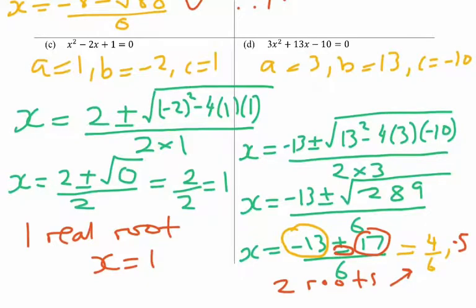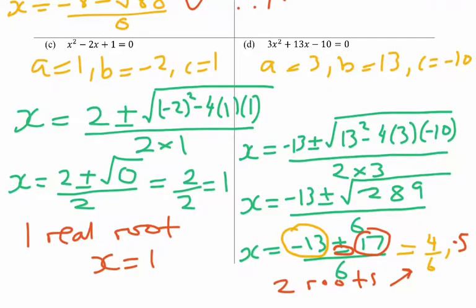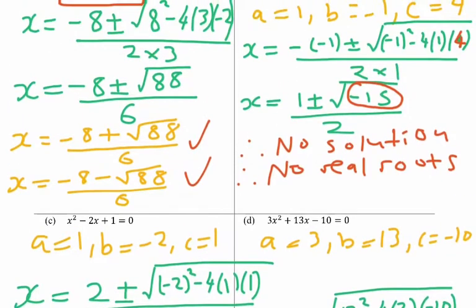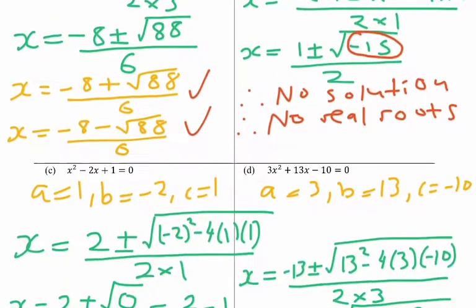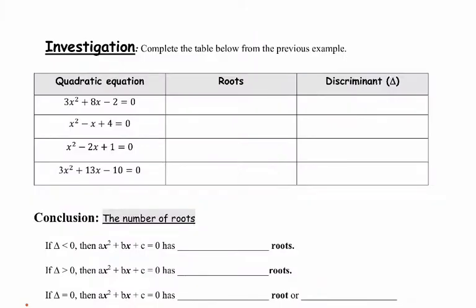Alright, next. Alright, so let's have a look at the roots. We're going to have to go back for the first one. So for our first equation, what was it? Minus 8 plus or minus root 88 on 6. So I'm just going to put down the number of roots rather than what the roots are. So 2 roots.